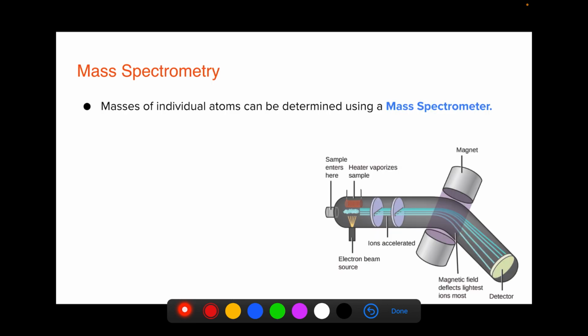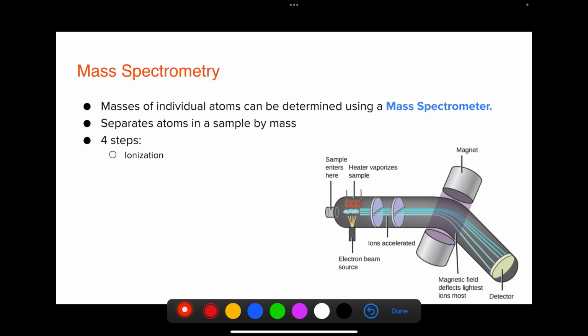We can determine the mass of individual atoms in a sample using a mass spectrometer. It does this by separating the atoms in a sample by mass. So for instance, if I were to inject a sample of hydrogen into a mass spectrometer, it could separate out the 3 isotopes based on their mass and then record what percentage of that sample is each isotope. It does this in just 4 general steps.